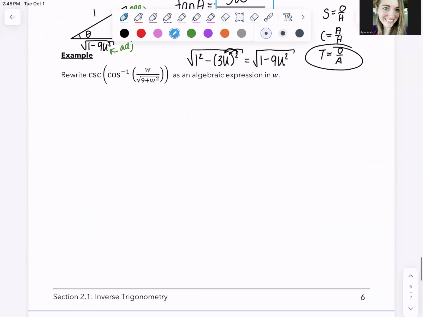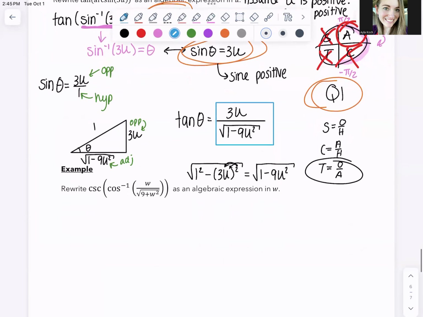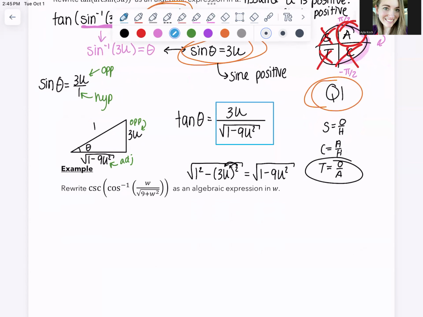Let's go ahead and try it one more time here. Rewrite cosecant of cosine inverse of w over 9, the square root of 9 plus w squared as an algebraic expression in w. Assume w is positive.